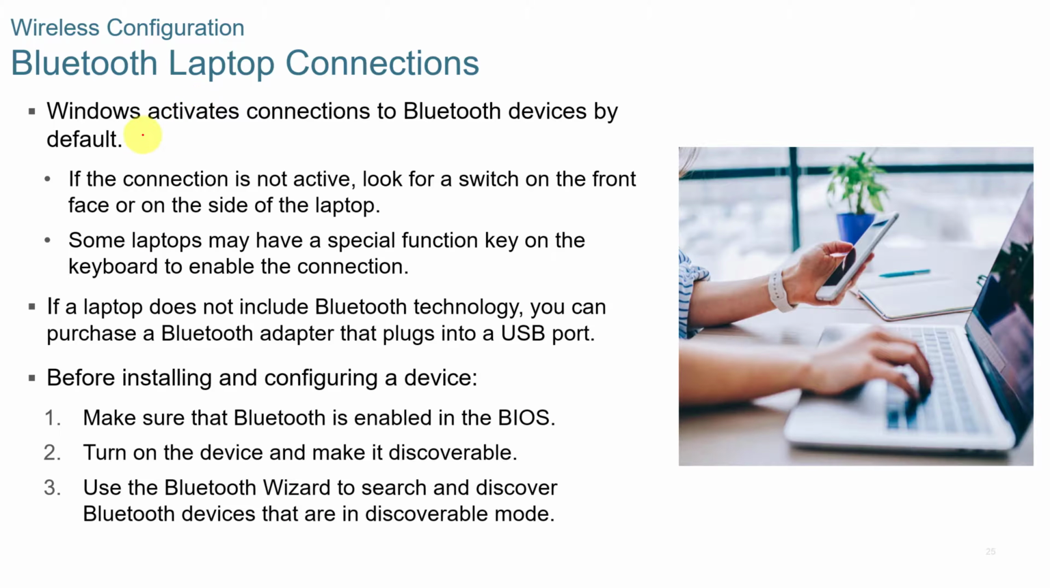Now, Bluetooth on laptop connections. Windows activates connections to Bluetooth devices by default. If the connection is not active, look for a switch on the front face or the side of the laptop. Some laptops may have a special function key to turn the network connections and Bluetooth off and on. If a laptop does not include Bluetooth technology, you can purchase a Bluetooth adapter that plugs into a USB port, and it works just the same as having it built into the laptop.